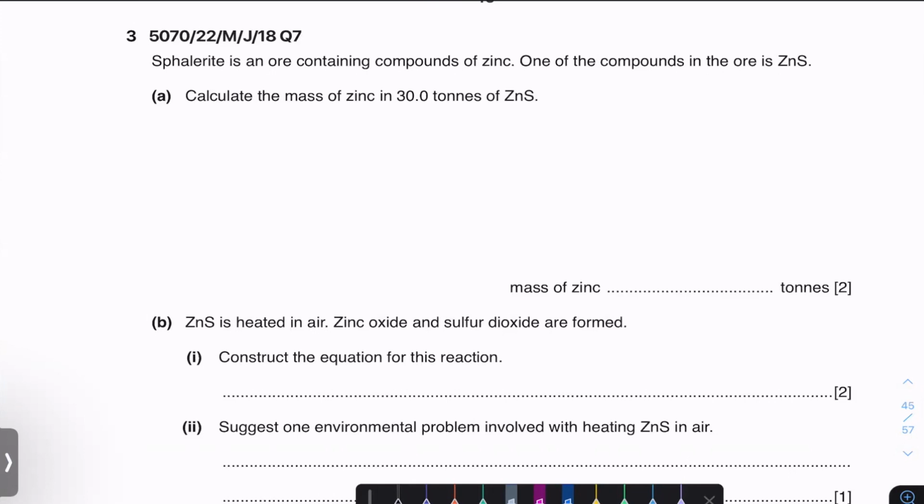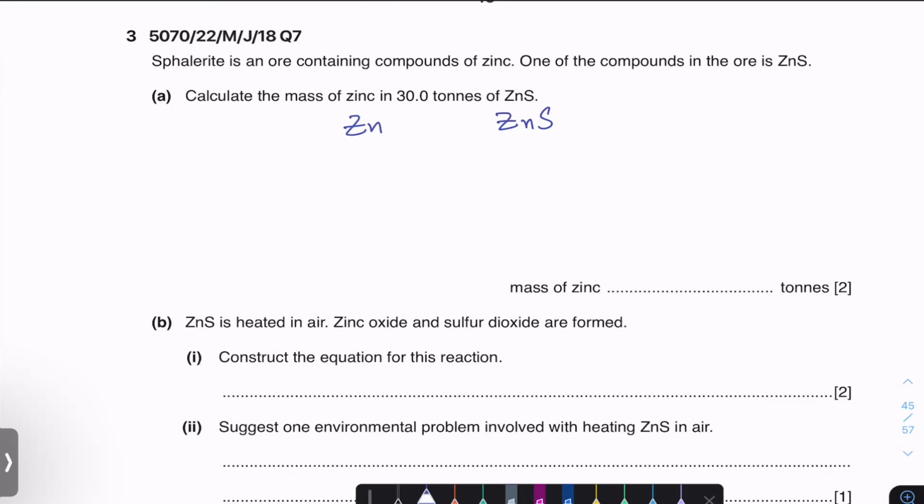Sphalerite is an ore containing compounds of zinc. One of the compounds is zinc blende, ZnS. Calculate the mass of zinc in 30 tons of ZnS. Moles का question है. बहुत simple है. We have stoichiometry here. हमारे पास इसका mass है नहीं है और इसका mass है. So हम equation बना लेते हैं. हमें पता है zinc और ZnS में एक एक mole का तो relation है.